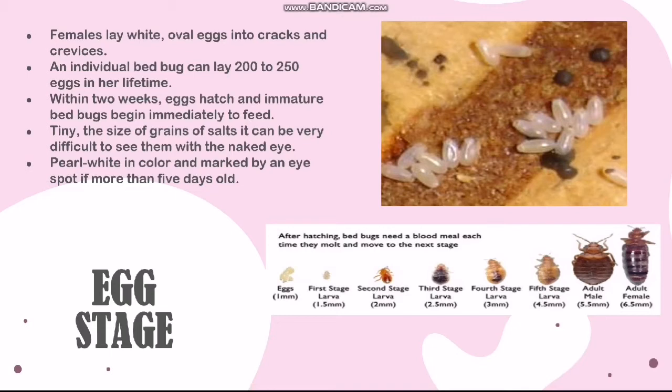The eggs are very tiny, the size of grains of salt, and it can be very difficult to see them with the naked eye because they are white in color and are marked by an eye spot if they are more than 5 days old.